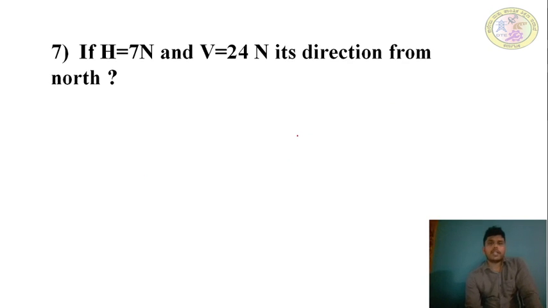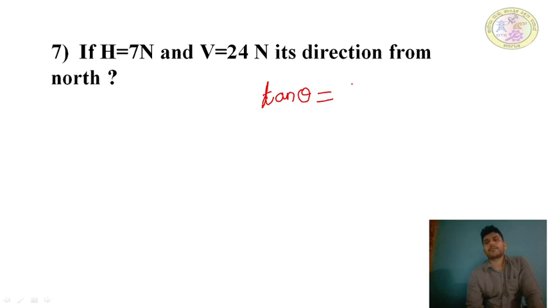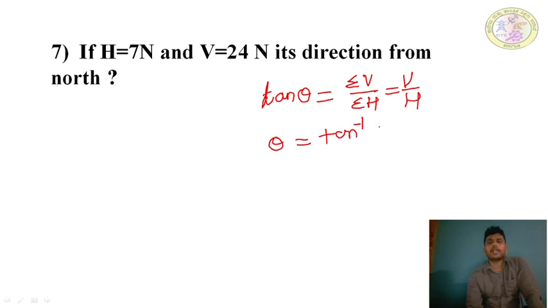25 Newton. Next question. If H is equal to 7 and V is equal to 24 Newton, what is its direction from north? Very important. Again, to find the direction, the formula is tan theta. Tan theta, we have come across this in the slide. Tan theta equals sigma V divided by sigma H, which can also be called V divided by H. Theta, the direction, equals tan inverse of V divided by H.